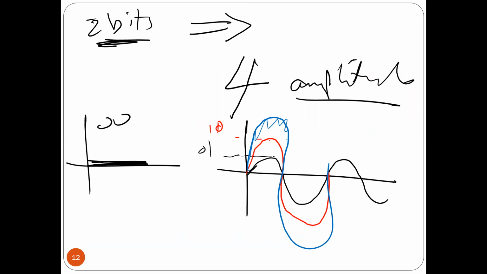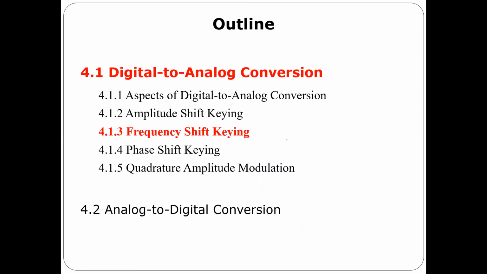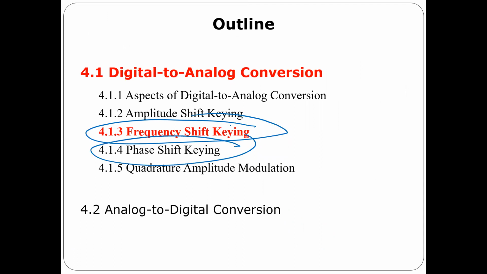So this is the bad thing about this one: the noise, attenuation, and channel impairment have a big impact on the signal. You will see right now, the other two cases, frequency and phase shift, are much better. Why? Because the noise has less impact on the frequency than on the amplitude. So the noise has a big impact on the amplitude, but less impact on the phase or frequency. Is that okay?